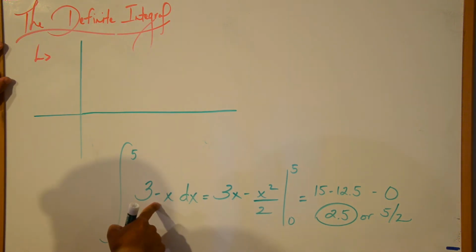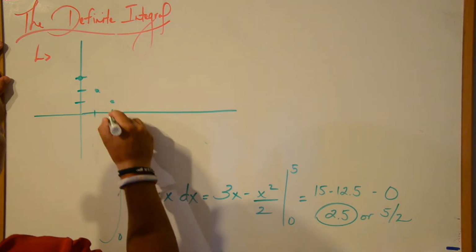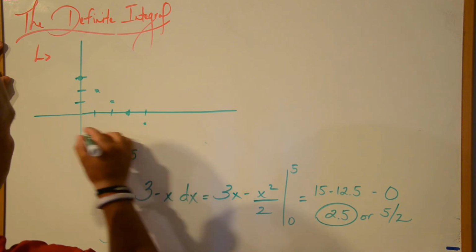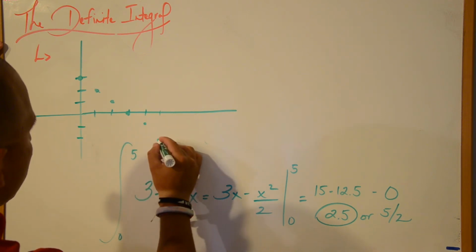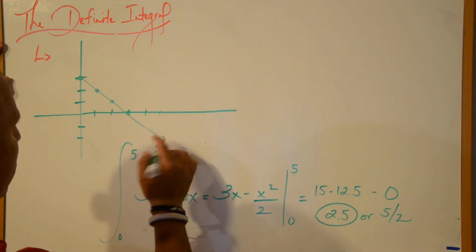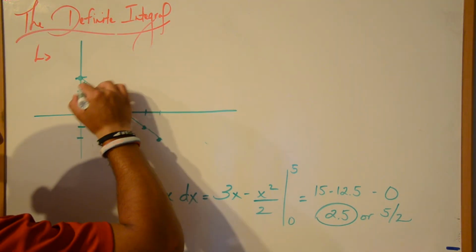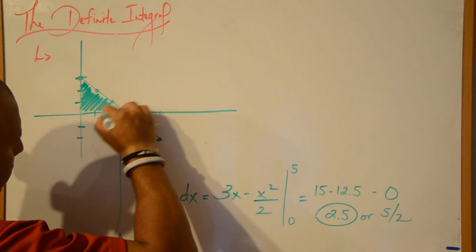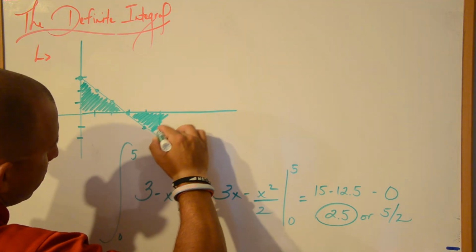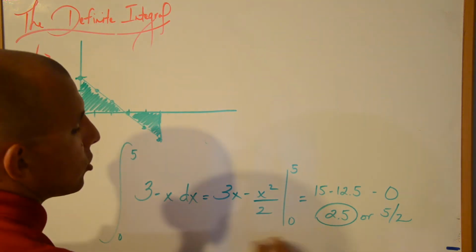Right, 3 minus x, we have a slope of negative 1 starting with a y-intercept of 3. So 3, 2, 1, 1, 2, 3. And we're going from 0 to 5, so that puts that there. And at 5, that puts me down here. So our graph looks something like this. So notice the area under the curve includes this space as well as this space. Okay. If geometry taught you anything, it should tell you how to identify shapes.